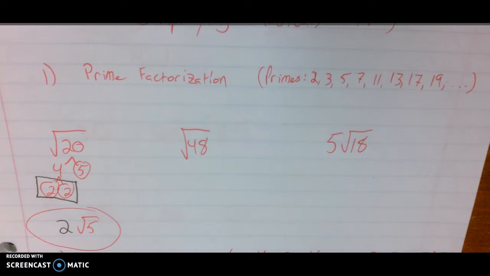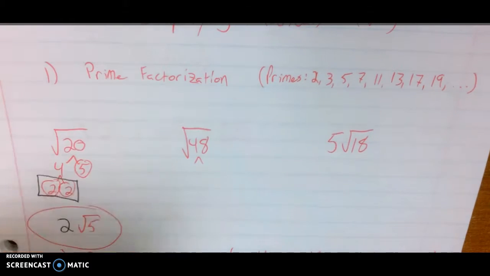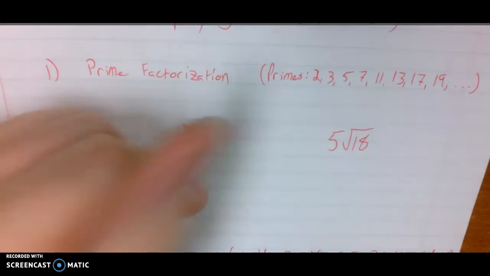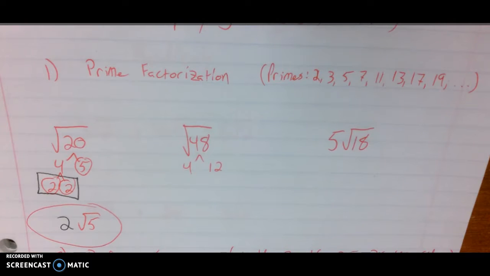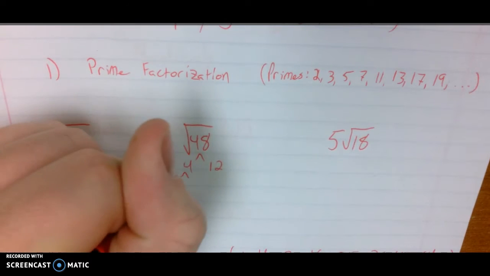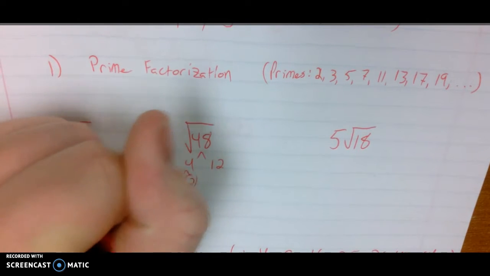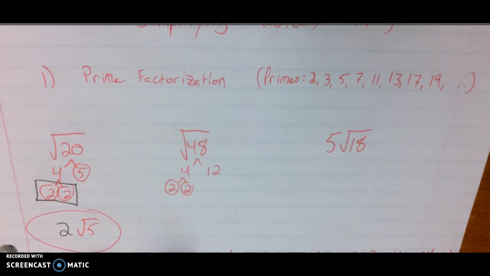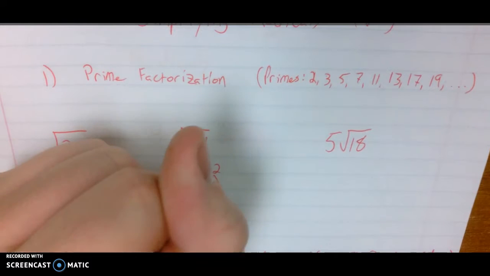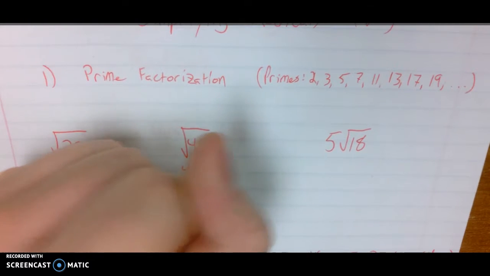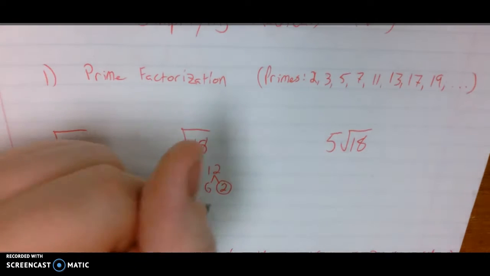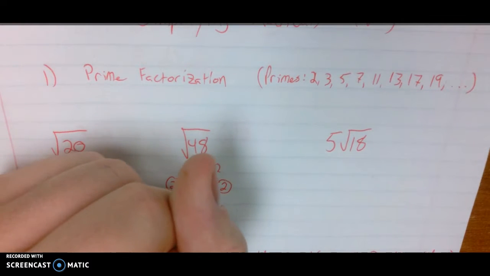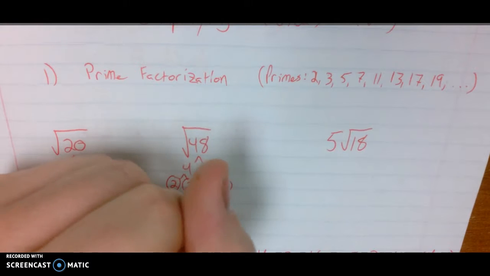Let's do the same thing with 48. Any two factors that go into 48. Let me start off with 4 and then 12. Neither of these are prime, so I'll keep going. 4 breaks down into 2 and 2. And looking ahead, there's a pair right there. 12 can break down into 6 and 2. Ooh, I got another prime with the 2. And then 6 can break down into 3 and 2. And those are both prime.